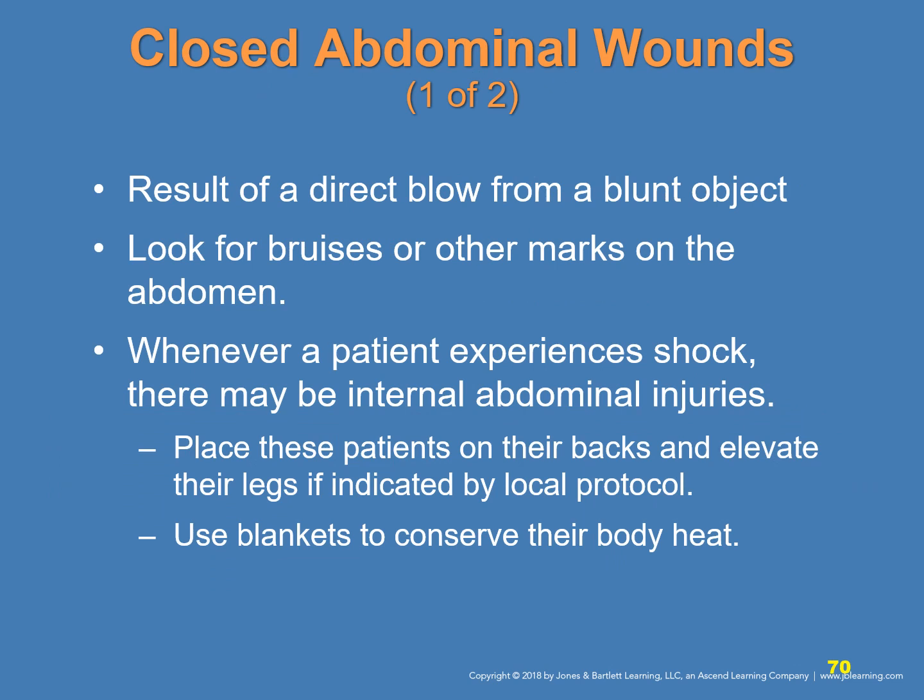Closed abdominal wounds commonly occur as a result of a direct blow from a blunt object. Look for bruising or other marks on the abdomen that indicate a blunt injury. Whenever an injured patient is experiencing shock, there may be internal abdominal injuries accompanied by bleeding. The abdomen may become swollen, rigid, or hard like a board. Treat these patients by placing them on their backs and elevating their legs if indicated by local protocol. Use blankets to help conserve their body heat.